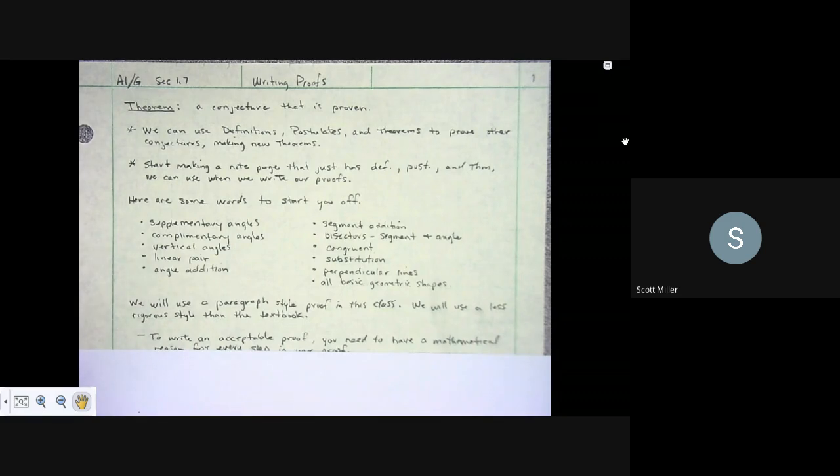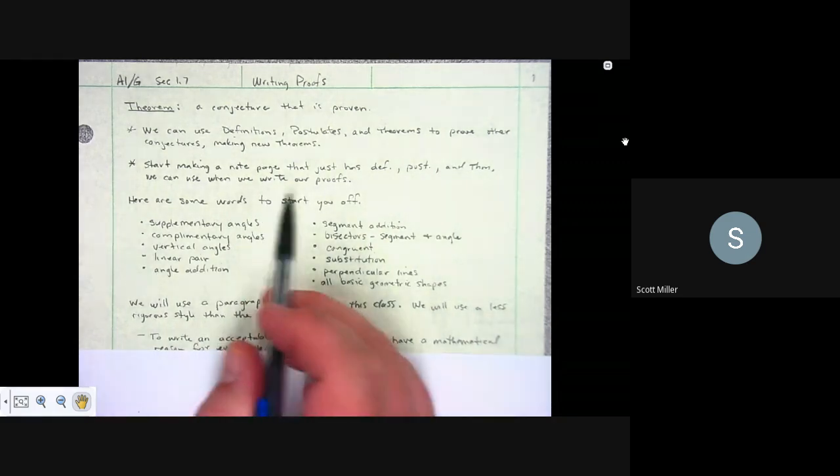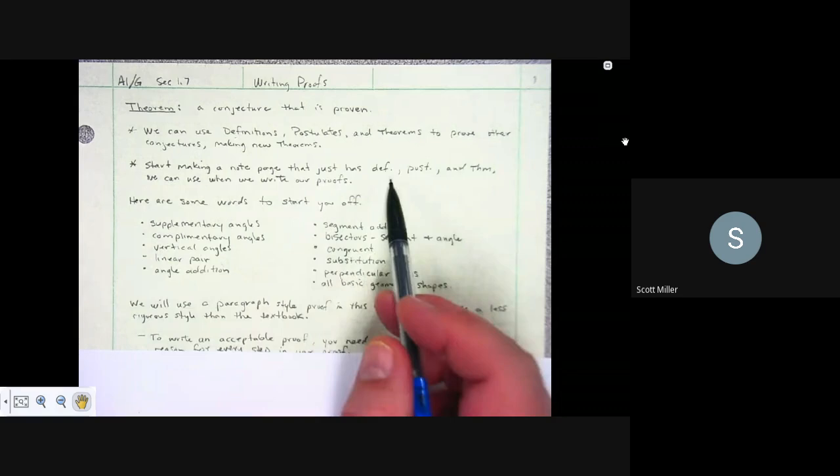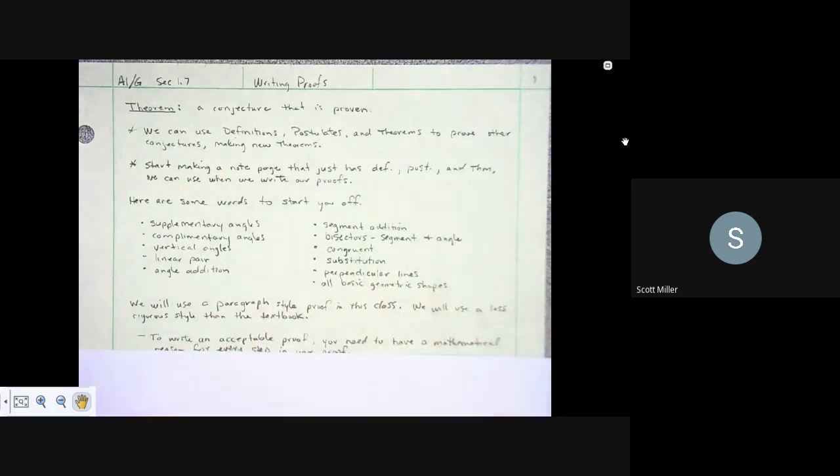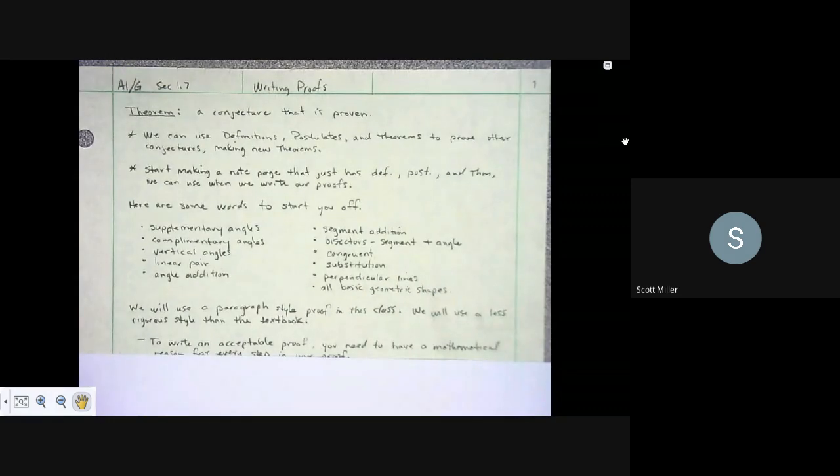You're going to be asked to do a proof on a test, probably, so you want to start making a note page or continue your note page that has the definitions, postulates, and theorems that we go across in the textbook. Those are the tools you're going to use for writing your proof. It's going to be a big list of things.